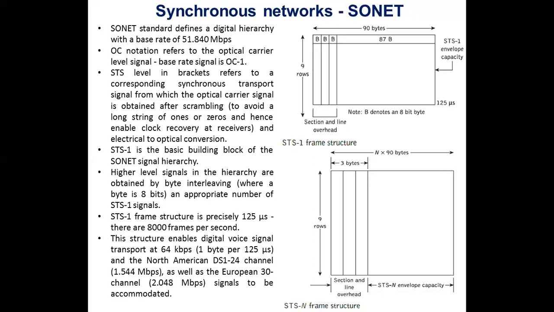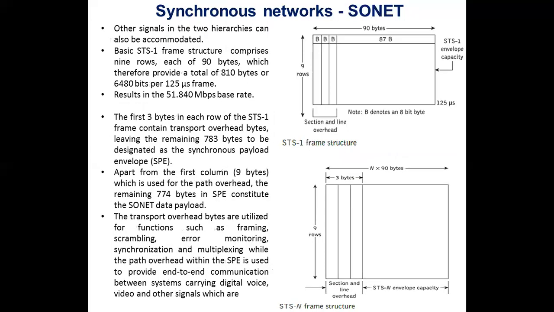Now, the same structure can be used for STS-N. So if we have an STS2 frame, so to say, then you'll have 2 into 90 bytes, 180 bytes. 3 bytes will be for section and line overhead, whereas the remaining bytes will be for envelope capacity. The number of rows will be the same. You can have other signals which can also be accommodated.